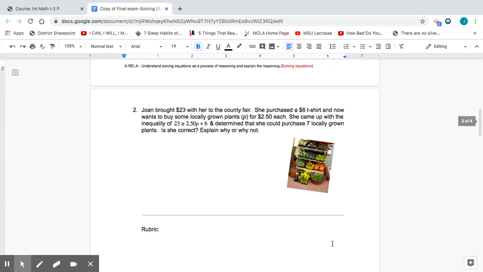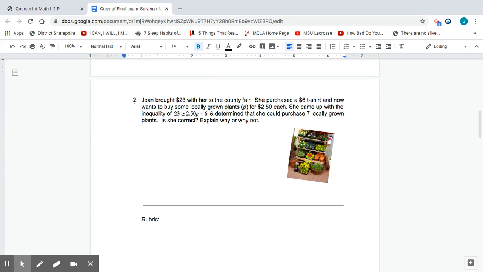Scrolling on to question number 2, it says Joan brought $23 with her to the county fair. She purchased a $6 t-shirt and now wants to buy some locally grown plants for $2.50 each. She came up with the inequality 23 is greater than or equal to $2.50p plus 6, and determined that she could purchase 7 locally grown plants. Is she correct? Explain why or why not. So you would write down the inequality and then determine whether she could buy 7 plants.